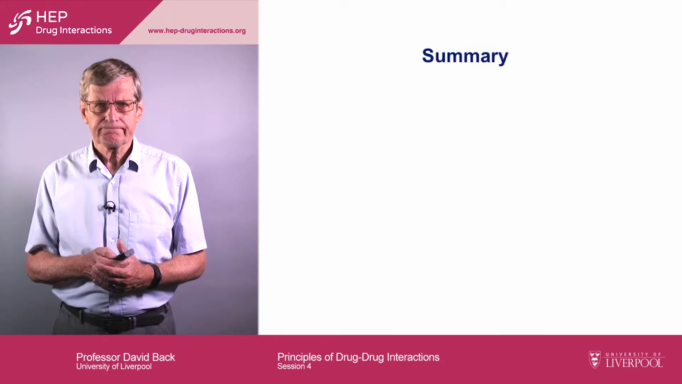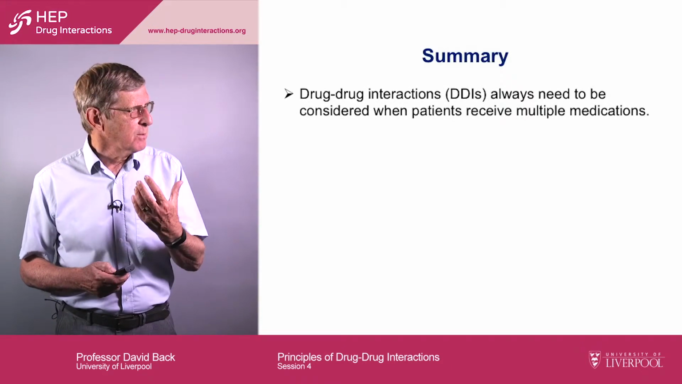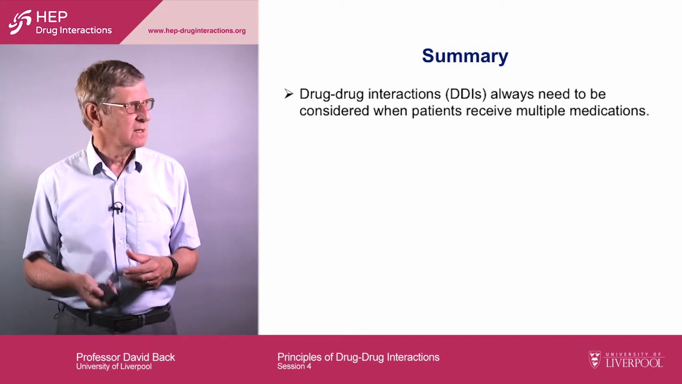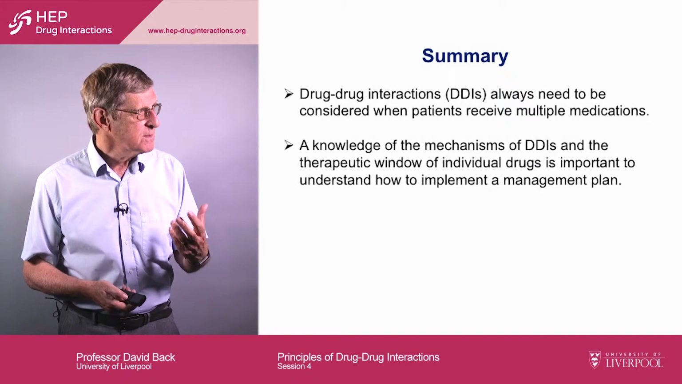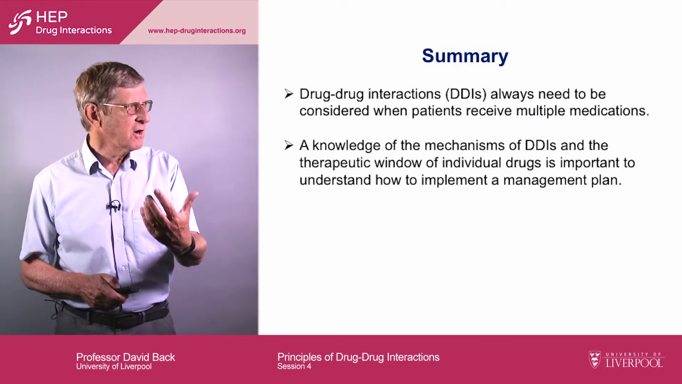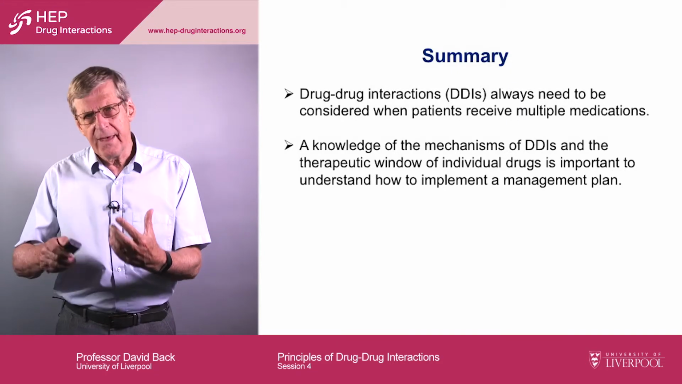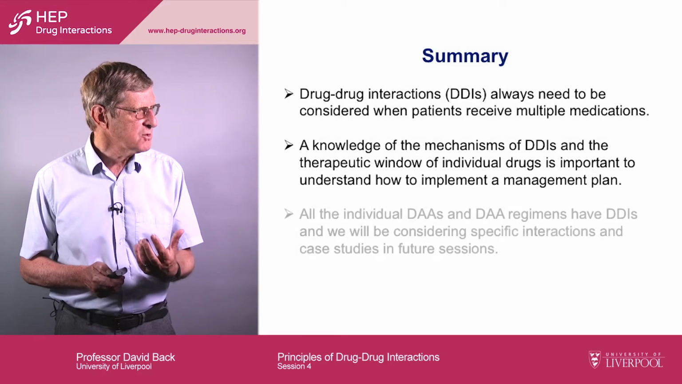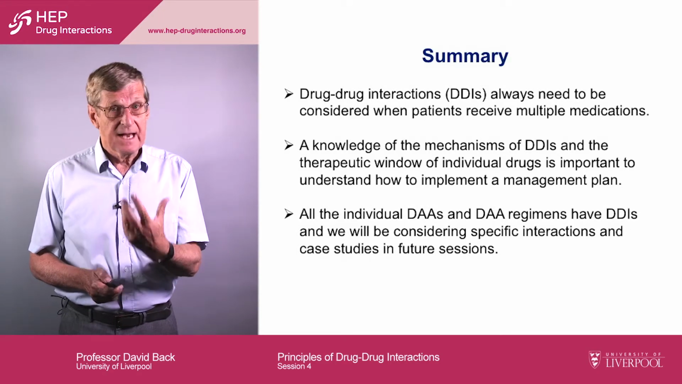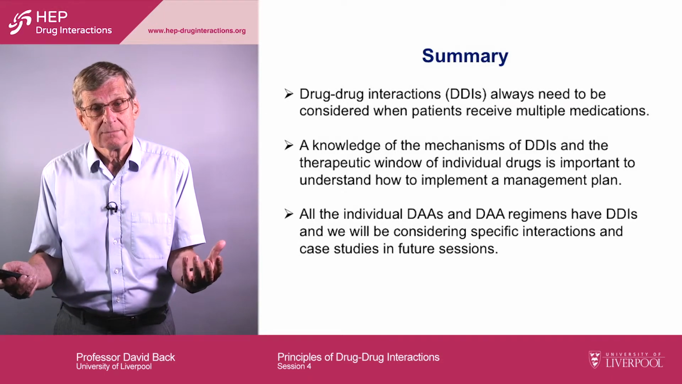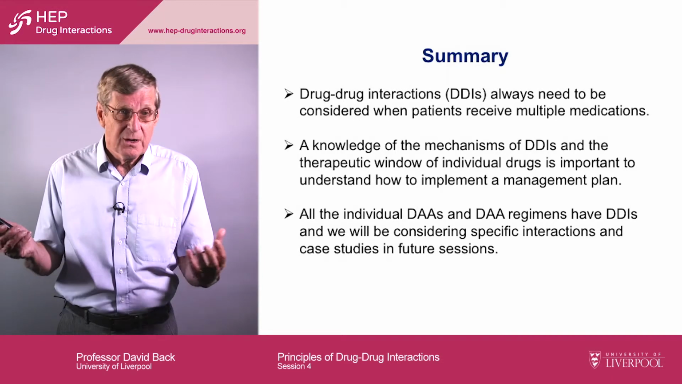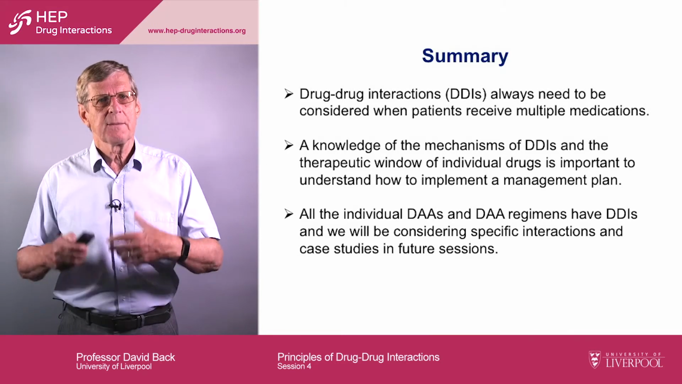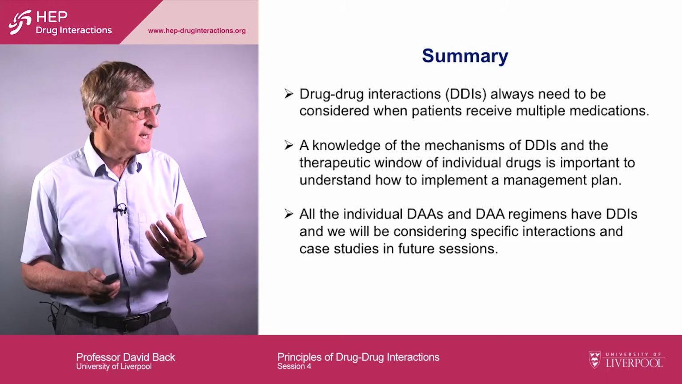So in summary, I think what we've seen is that we always need to consider DDIs. Remember, think DDIs. And a knowledge of the mechanisms of the interaction and the therapeutic window is important then to be able to implement a management plan for the patient. And all the individual DAAs and the regimens have DDIs to some extent. So it's not that you have drugs without any DDIs, you have drugs with fewer DDIs, but we have to think about the interactions for all the DAAs.